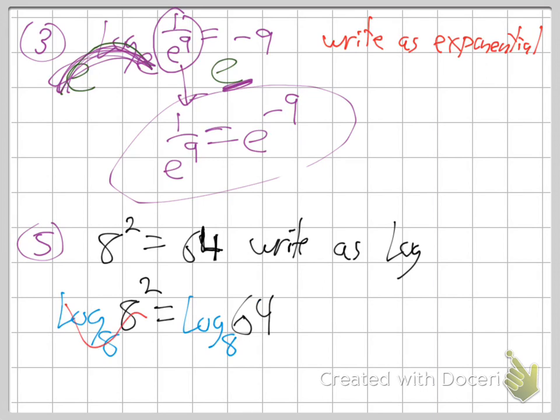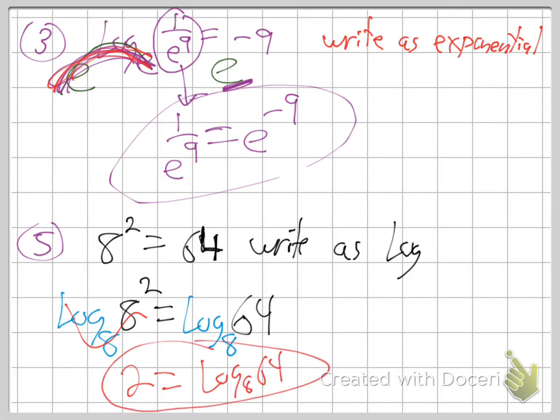These guys are going to cancel, aren't they? Because remember, when the base and the log base match, gone. So this is just going to be 2 is log base 8 of 64. And that's the statement they want. That really says the same thing as 8 squared is 64. It just says it in log speak.